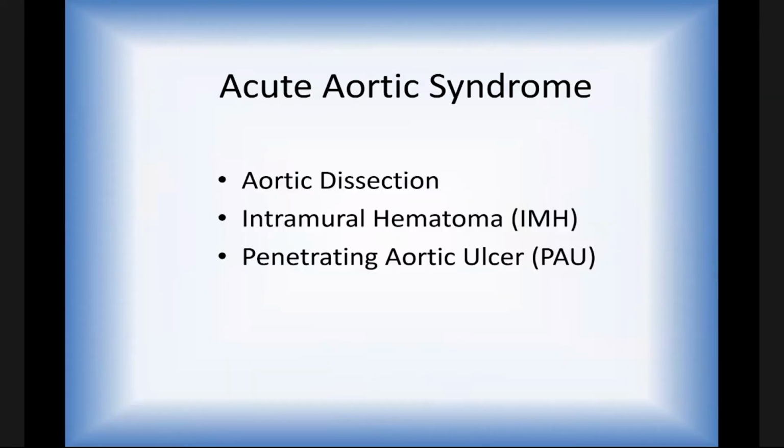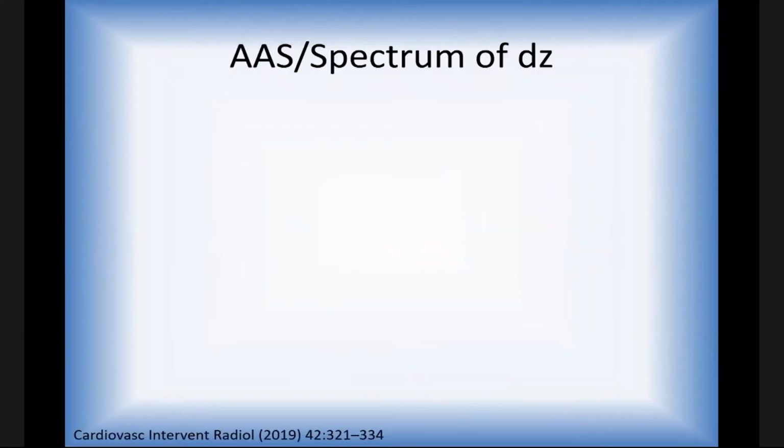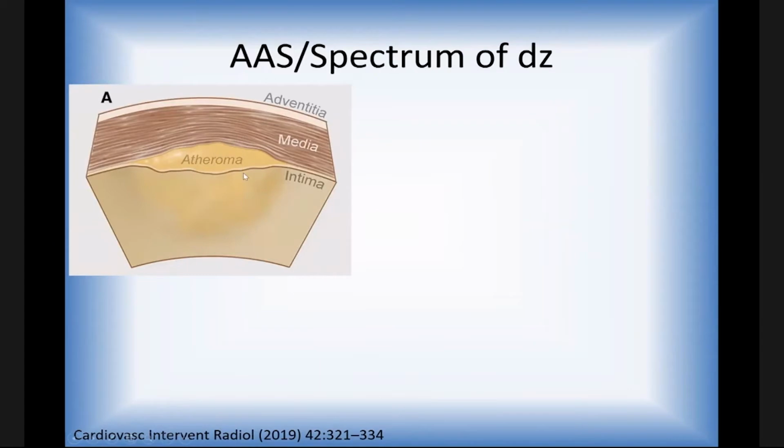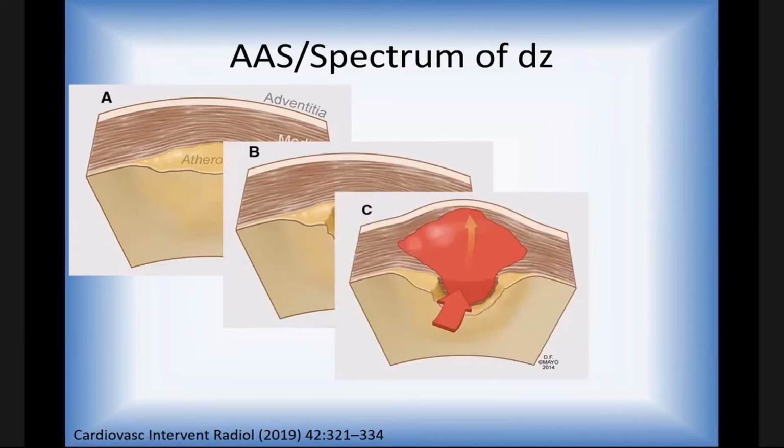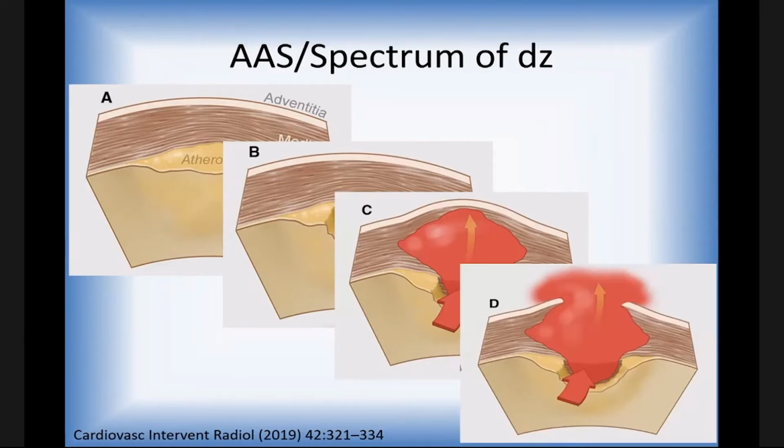In acute aortic syndrome, we have aortic dissection, intramural hematoma, and penetrating aortic ulcer. All these three use the same classification. We normally use Stanford A and B, and we consider that they are a spectrum of disease. They are all related. It happens here: in the tunica intima, it causes an ulcer, and later on blood goes into the tunica media and may go out through the tunica adventitia. So all these acute aortic syndromes are just a spectrum of the disease.